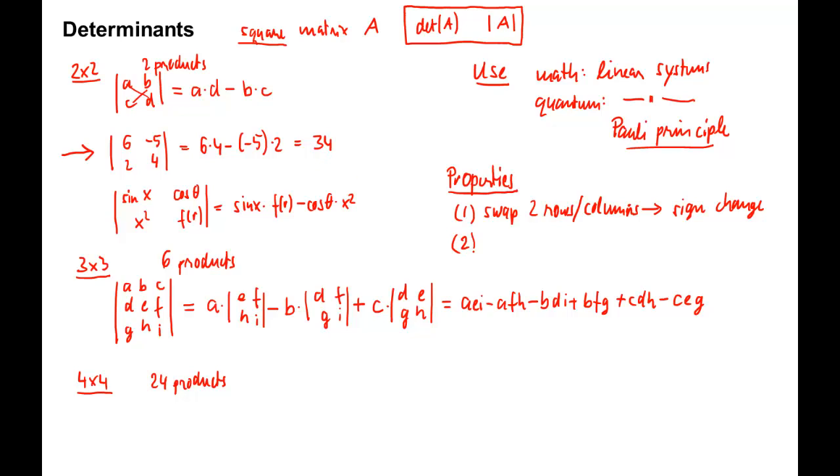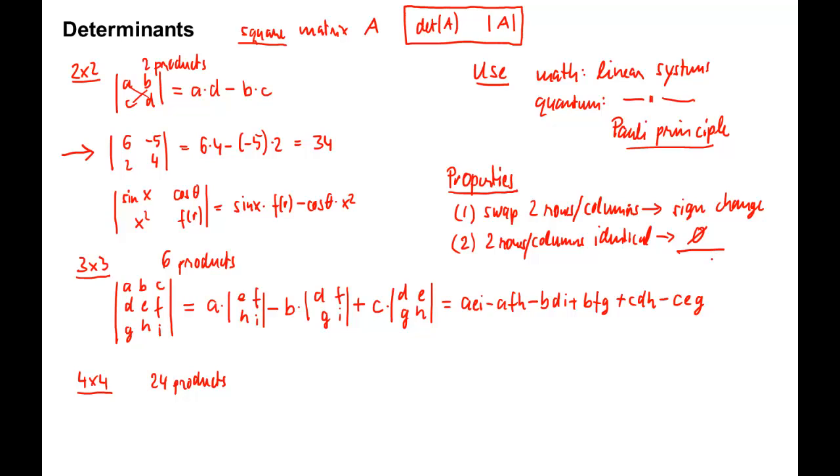The second important property, even more important in quantum chemistry, is that if two rows or two columns in a matrix are identical, then the value of the determinant is 0. This is a key property.